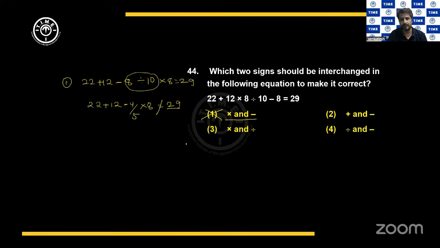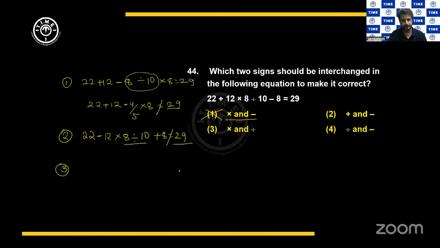Second option, plus and minus. If the plus and minus are interchanged, 22 minus 12 into 8 divided by 10 minus will become plus 8 is equal to 29. Again the same problem. If I do 8 by 10, it is 4 by 5, it is 0.8. So the value cannot be an integer. So it cannot be 29.